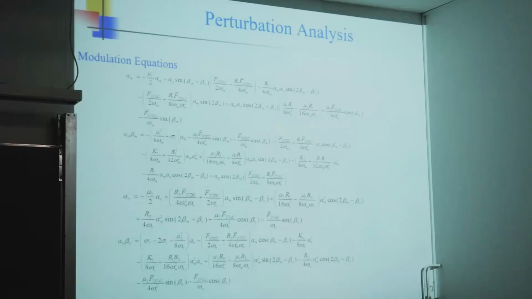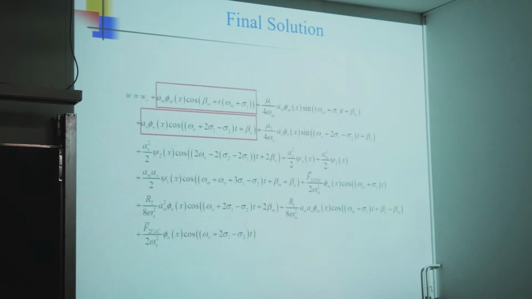All right, so this is the standard perturbation. You get modulation equations for the amplitude of the mth mode and the phase of the mth mode, same for the nth. And in short, W would be composed of the response of the mth mode and its phase, the nth mode and its phase, and some correction factors. All right, so here are the numerical results.